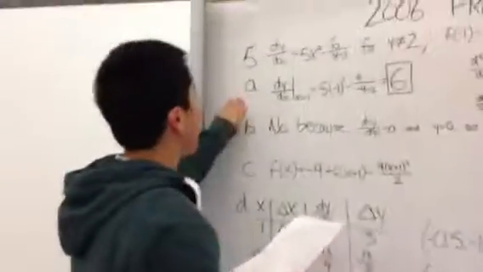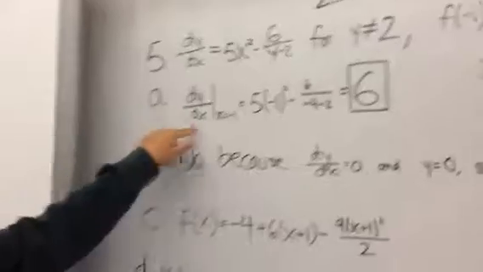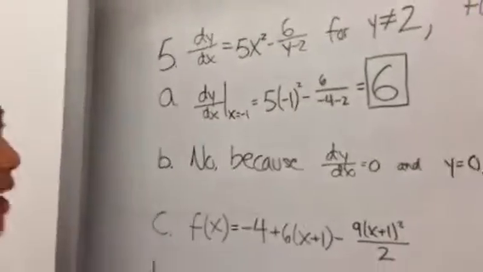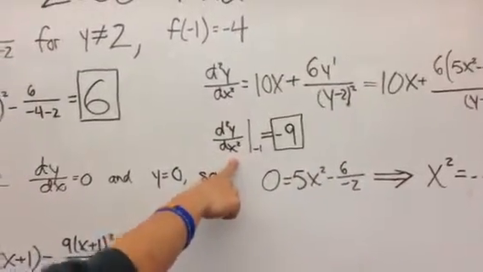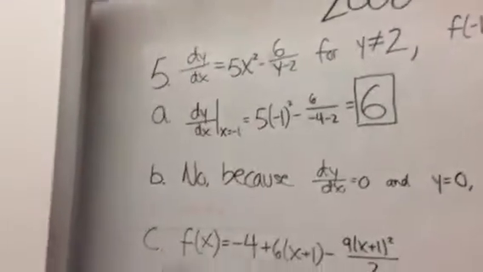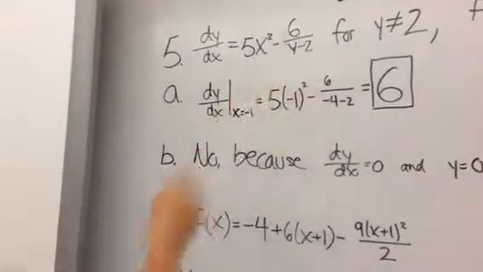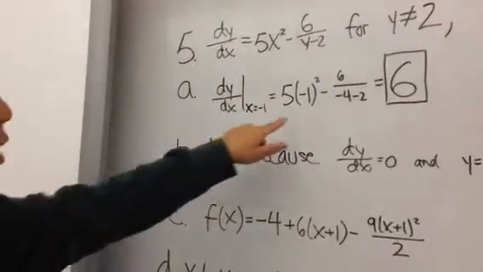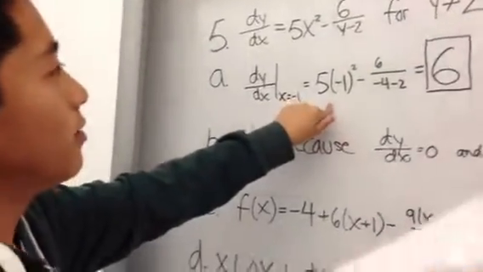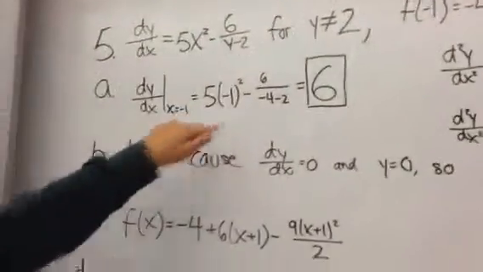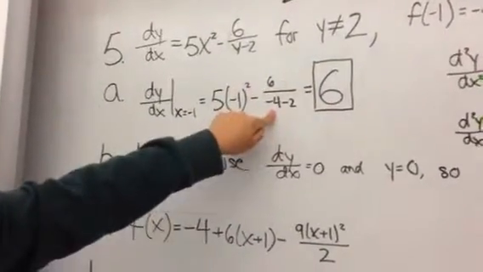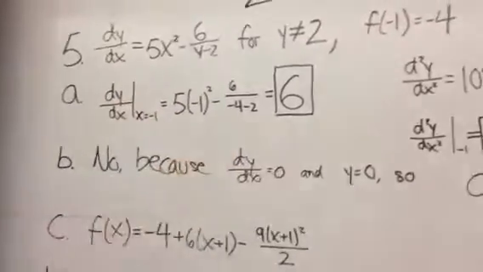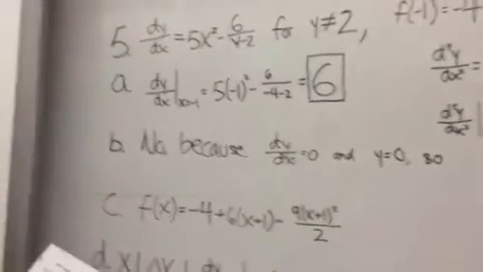In part A, it asks you to evaluate dy/dx at x equals -1 and the second derivative at x equals -1. Because they give you dy/dx, all you have to do is plug in the initial condition. You plug in -1 for x and -4 for y, and if you evaluate that, you get 6. So dy/dx at (-1, -4) is 6.